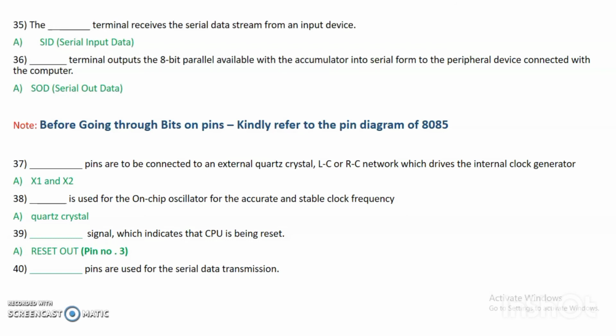Bit number 40, dash pins are used for serial data transmission. So the answer will be serial out data and serial in data terminals. Basically these are pin 4 and pin 5, which are used for the serial data transmission.